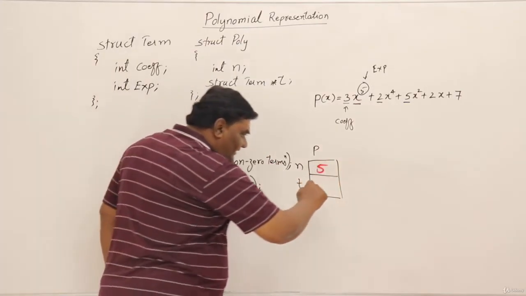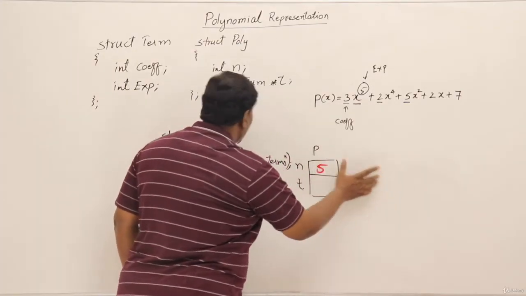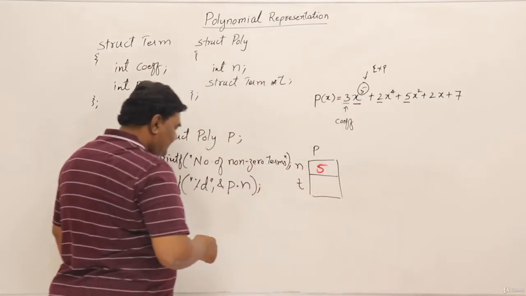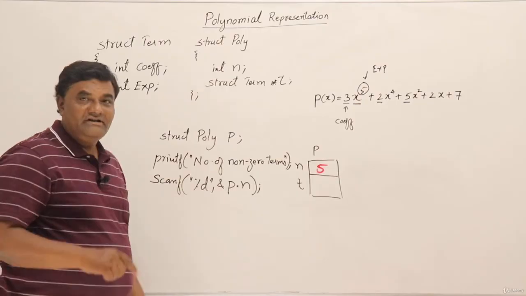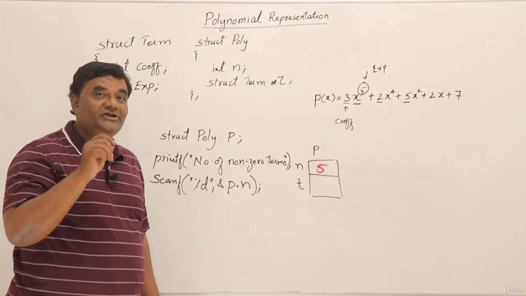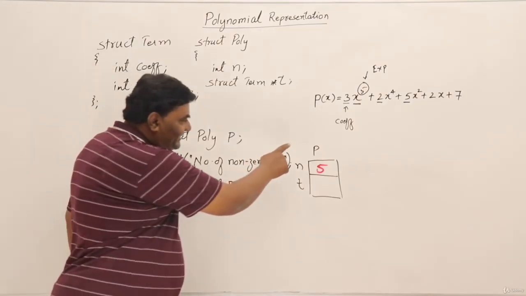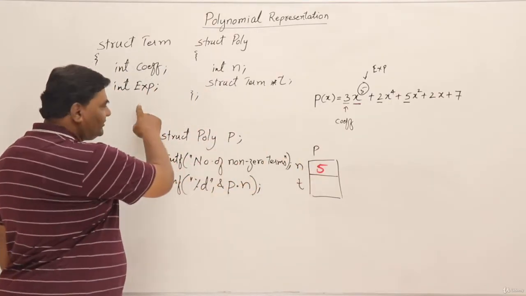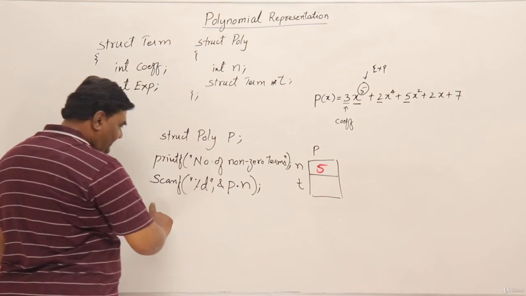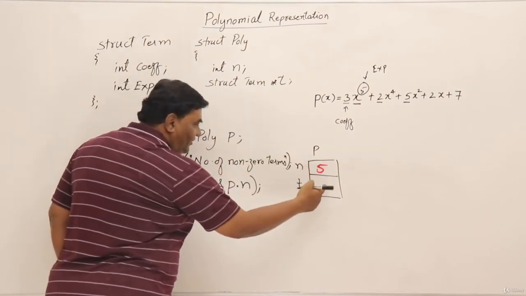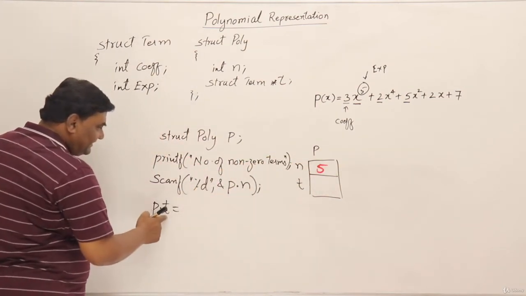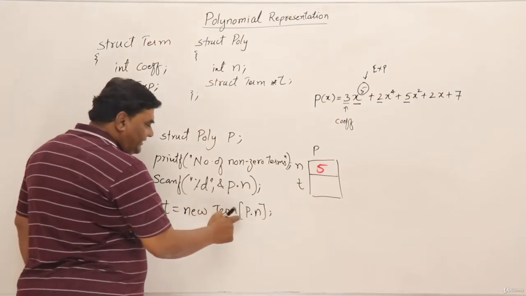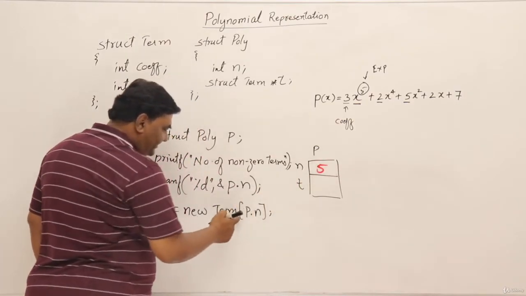Now I need an array of 5 terms. So let us create this array dynamically. Here I write the code for creating that array dynamically using the new operator. p.t, I will assign an array of terms of size 5. So here I write the code: p.t = new array of terms.